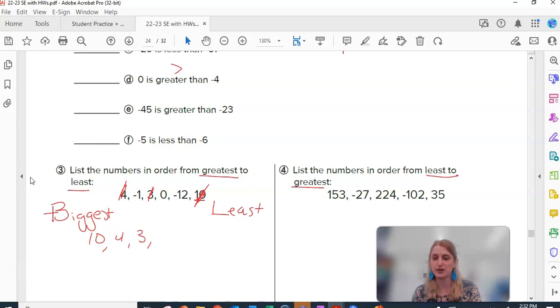Then you finish the list from there. Same deal on the other side. Least means you're starting with the most negative. So I'm only looking at the negatives to start with. Which of those is the worst option? Paying someone $27 or paying someone $102? I think I know which one it is. So that's what you would start your list with. And then you cross it off and you keep going.